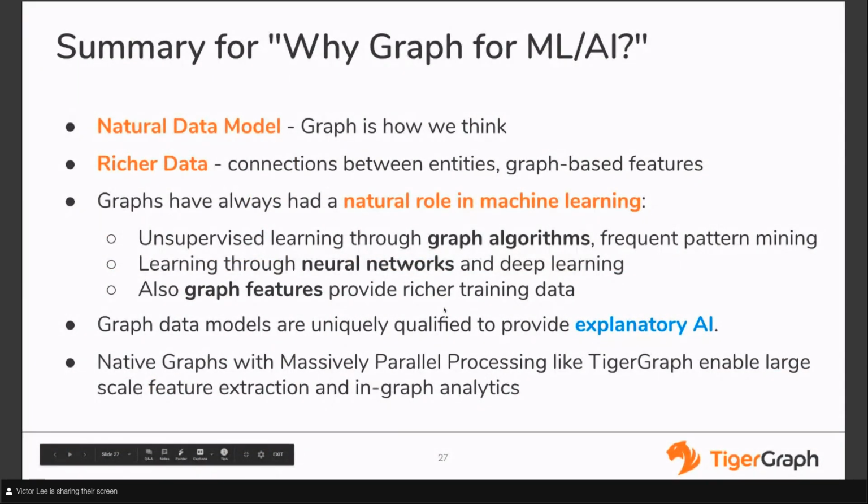So lastly, just to summarize what we've talked about. Graph is a wonderful natural data model. Graphs are thinking in terms of objects and relationships. It's how we think. It gives you richer data.